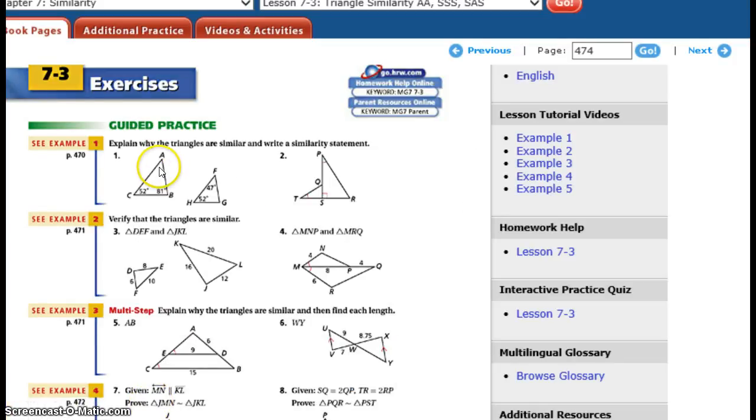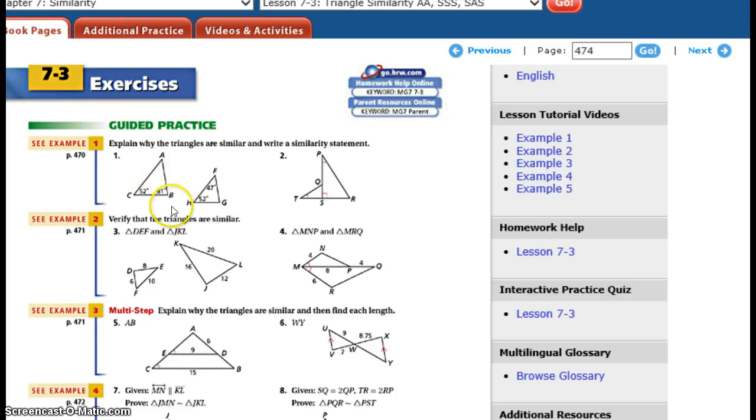So we know that angle A is equal to 47, angle F is equal to 47, and these angles are congruent. So now we know, using the AA, angle-angle postulate, that these two triangles are indeed similar. All right? So now I need to write a similarity statement. A similarity statement is simply just stating that these are similar.